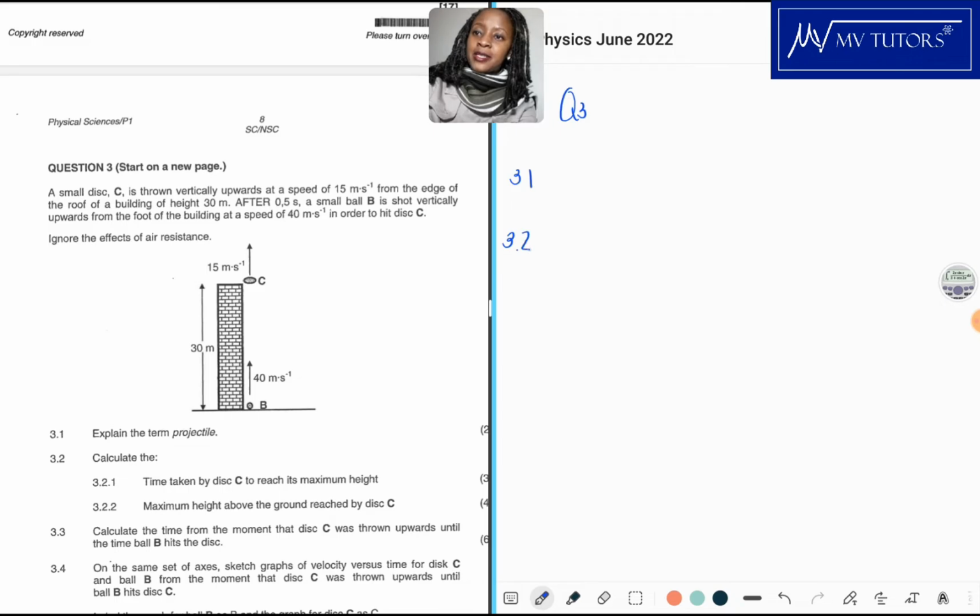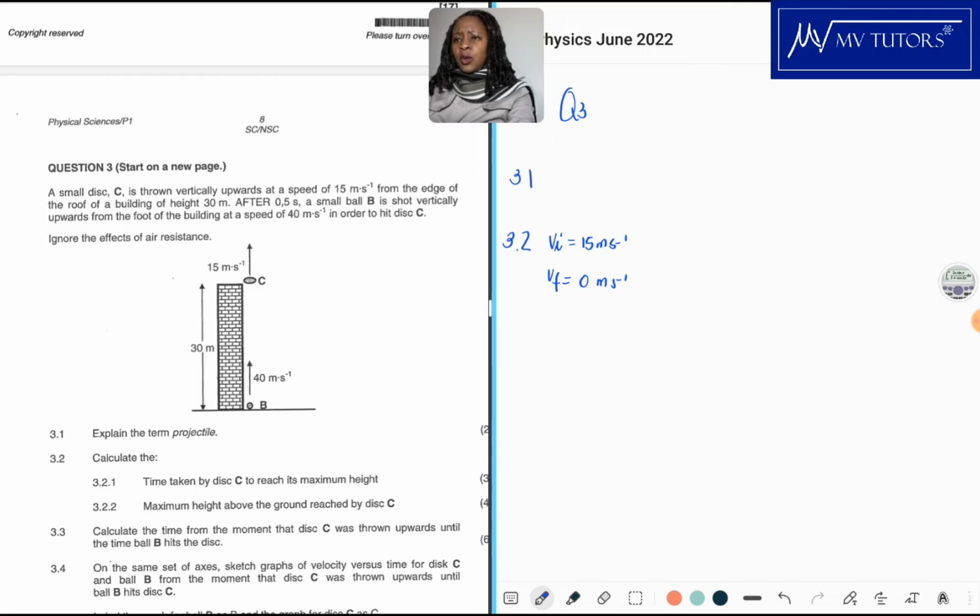The fun part. It says calculate the time taken by disk C to reach its maximum height. We know with disk C that the initial velocity is 15 meters per second, and the final velocity, which is when it reaches its maximum height, will be 0 meters per second, because now it needs to change direction. It went all the way up, reached its maximum, and now it needs to go back down.